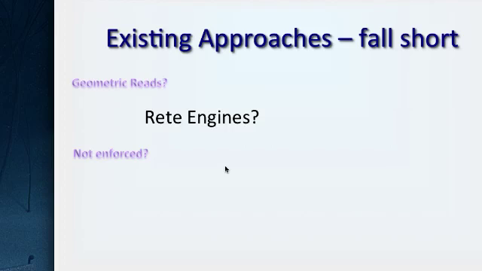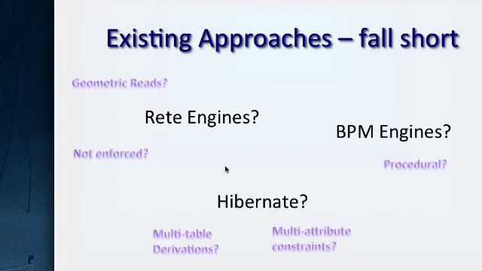Furthermore, your business logic wants to enforce the integrity of your database, but Rete engines only work when you call them, so the logic isn't guaranteed. Process engines don't really offer a good solution because they're procedural. So while it's much more attractive, it's still the same if-then-else looping logic that you're writing in Java. Hibernate itself provides some validation capabilities, but they don't provide the critical multi-attribute constraints and multi-table derivations that are required for transaction processing.